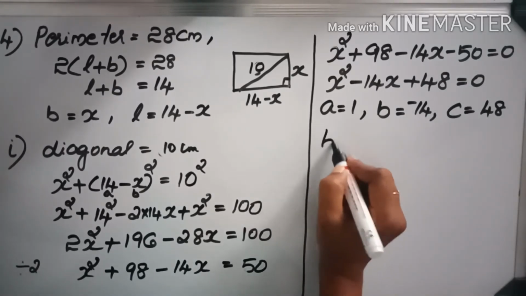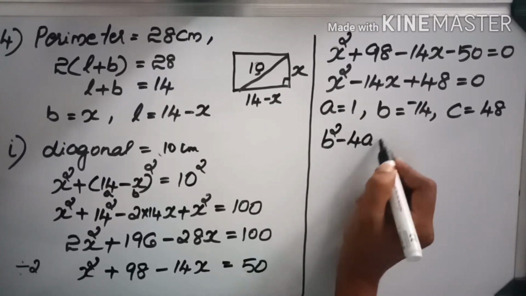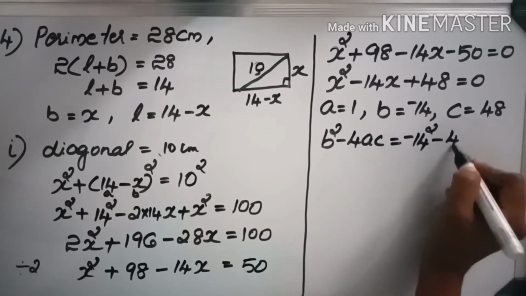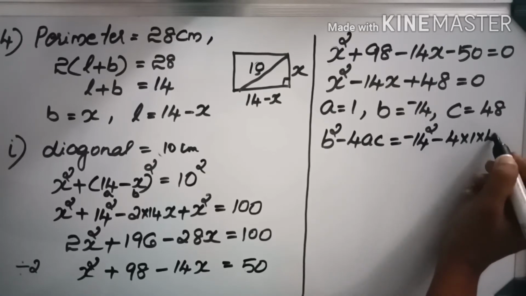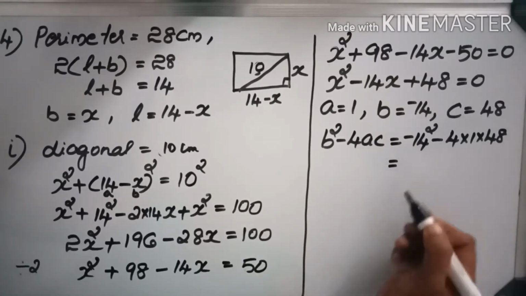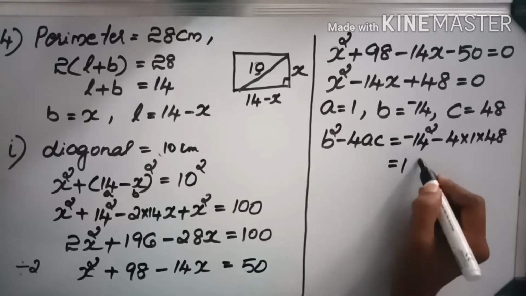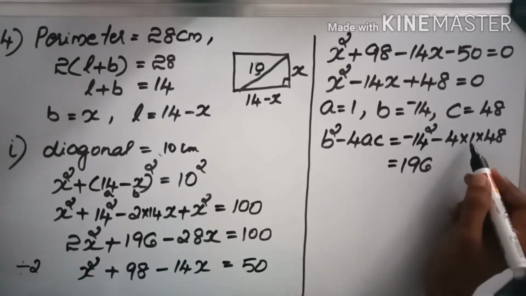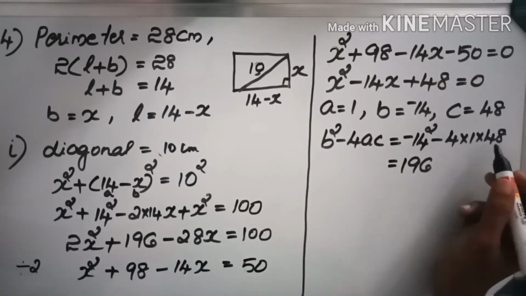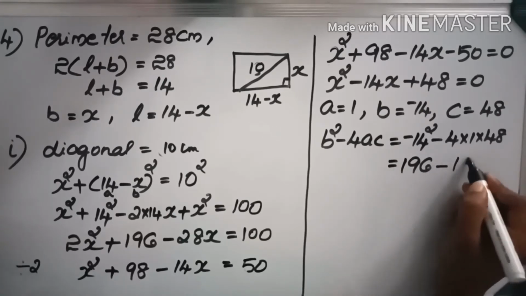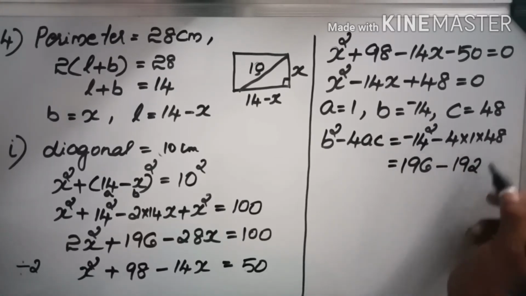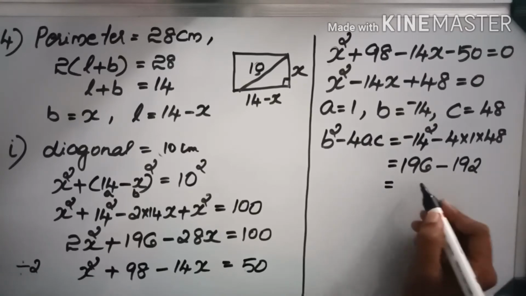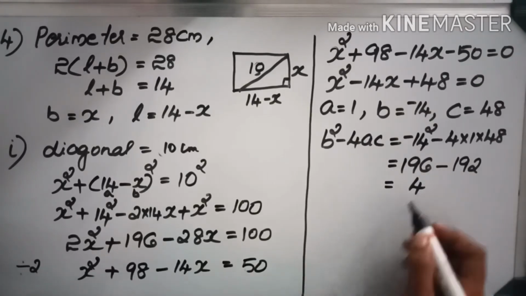Now the discriminant, that is b square minus 4ac, equal to minus 14 square minus 4 into 1 into 48. Now minus 14 square is 196. Then 4 into 1 is 4, 4 into 48 is minus 192. 8 4s are 32, then 192. Now 196 minus 192, what will be the answer? 4 is the answer.